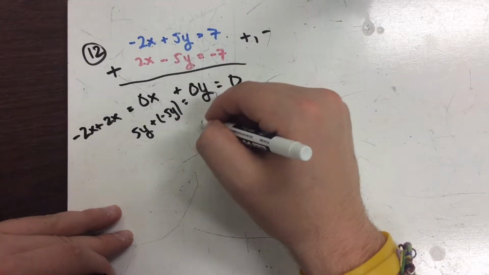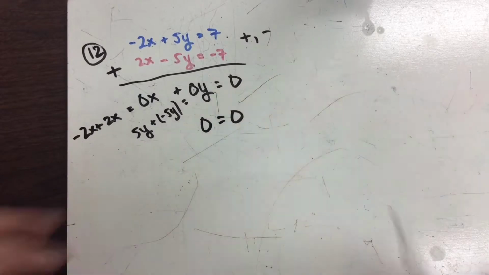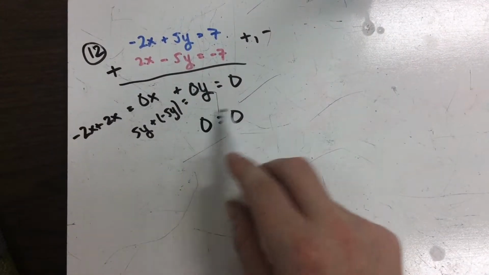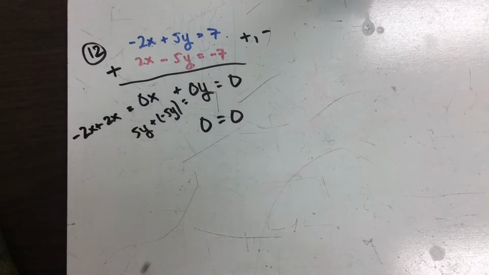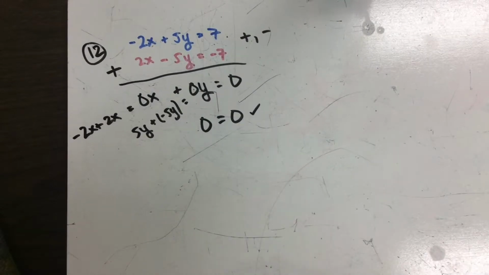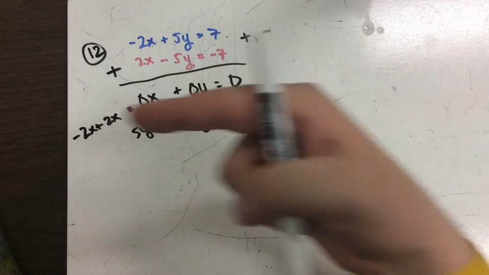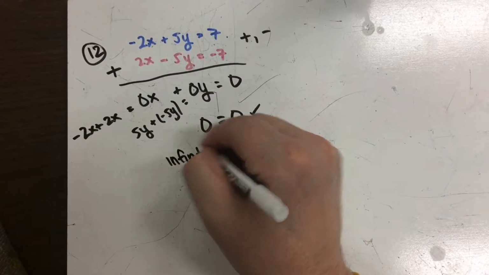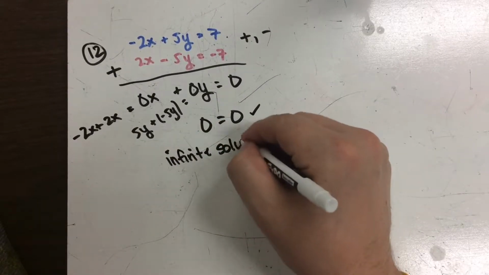If I clean this up, I'm looking at a situation where I have 0 equals 0. My variable is eliminated, and I have a true statement at the end. 0 does equal 0. So this is, again, one of our special situations, which is over on the board to the left. And this is going to be infinite solutions. We're actually looking at the same line here.